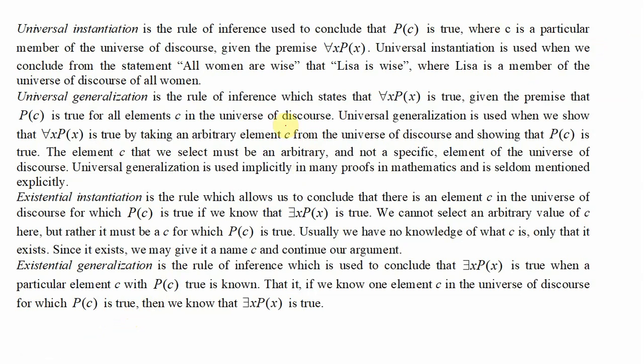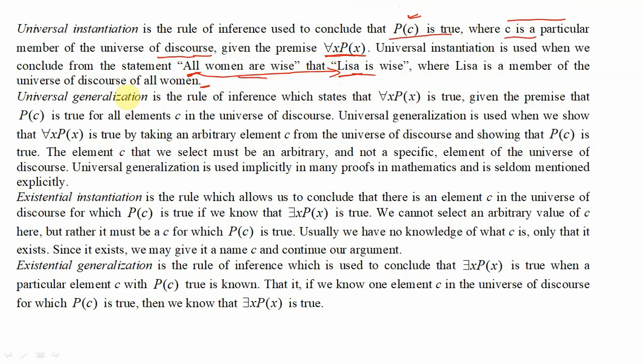So they can be understood as follows. Universal instantiation is the rule of inference used to conclude that p of c is true, where c is a particular member of the universe of discourse, given the premise for all x, p of x. If for all x, p of x is true, then if c is a particular member of the universe of discourse, this is also true. Say for example, all women are wise, then Lisa is wise, where Lisa is a member of the universe of discourse of all women. So I am creating an instance of the word all. The word all here is being instantiated in Lisa.